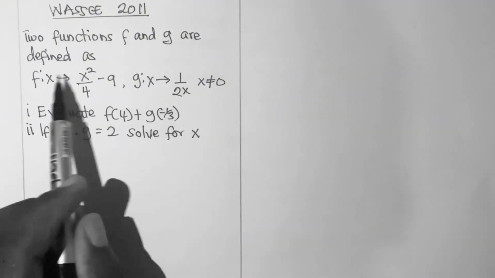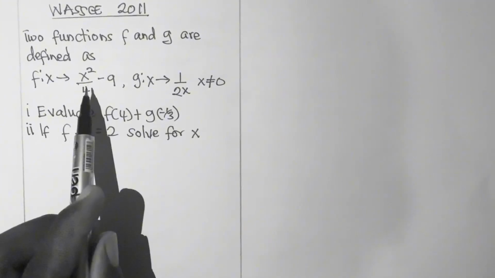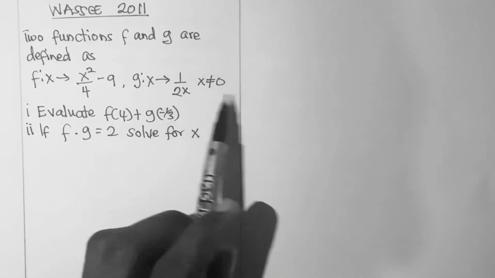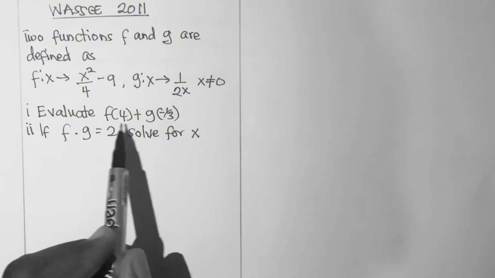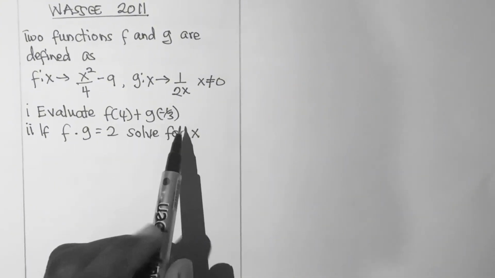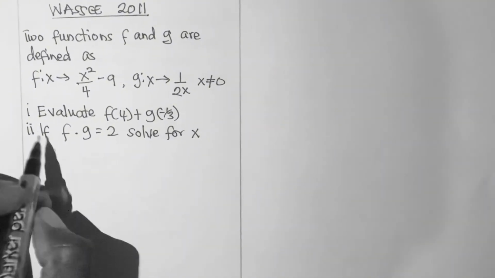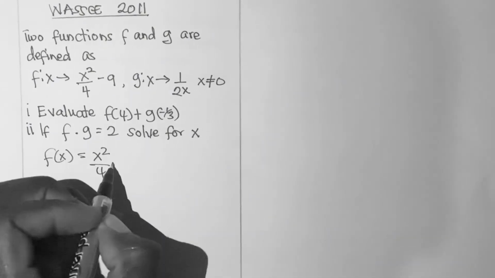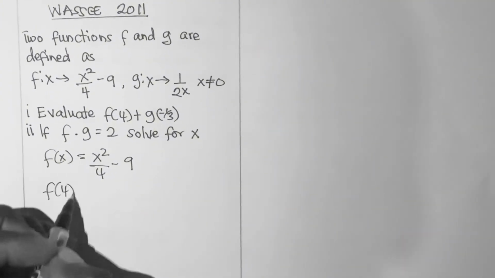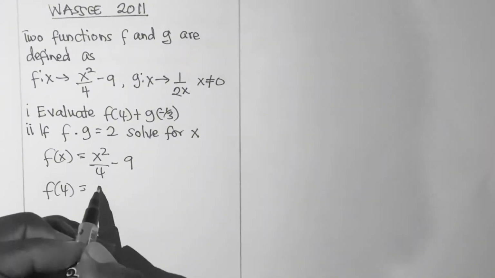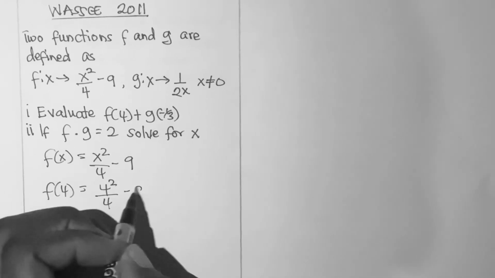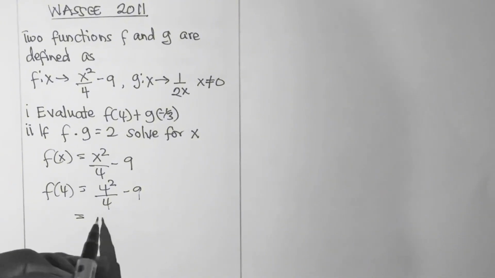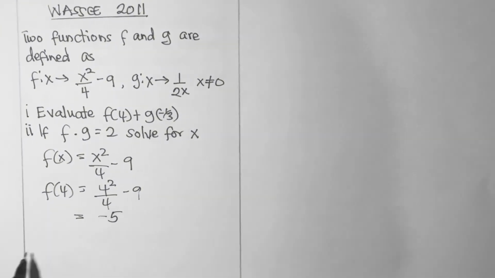Two functions f and g are defined as f is such that x maps to x squared over 4 minus 9, and g is such that x maps to 1 over 2x, where x is not 0. Now, we are supposed to evaluate f of 4 plus g of minus 1 over 3. So first, we know that f of x from the question is equal to x squared over 4 minus 9. So f of 4 is equal to, wherever you see x, put 4. So 4 squared divided by 4 minus 9. 4 squared is 16. 16 divided by 4 is 4. So 4 minus 9 is minus 5.